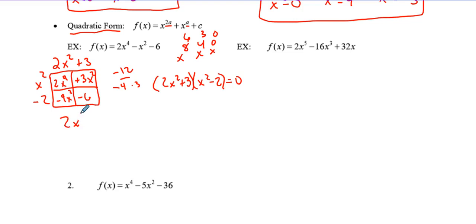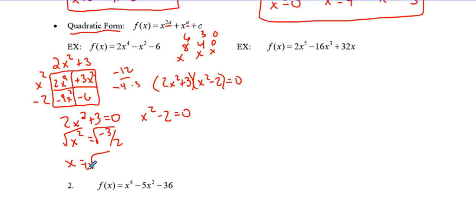So 2x squared plus 3 equals 0. X squared minus 2 equals 0. So I end up with x squared equals negative 3 over 2. I take the square root of that, right? That's going to be imaginary. This gets a little complicated here, trying to take the square root of a fraction.